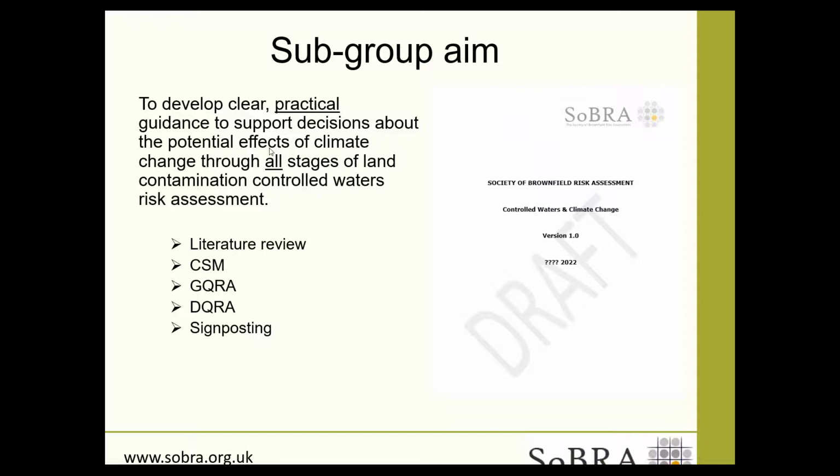We envisage the guidance document will include an initial literature review comprising an overview of existing guidance and how climate change is currently affecting and likely to affect the UK in the future. We're also going to look at how the effects of climate change should be incorporated within the CSM through all stages of risk assessment, from PRA through to GQRA and DQRA. And we're also going to have signposting towards useful data sources relating to climate change.